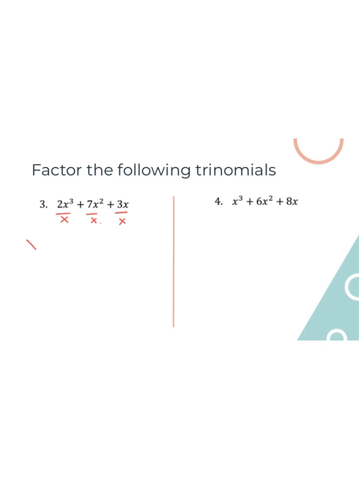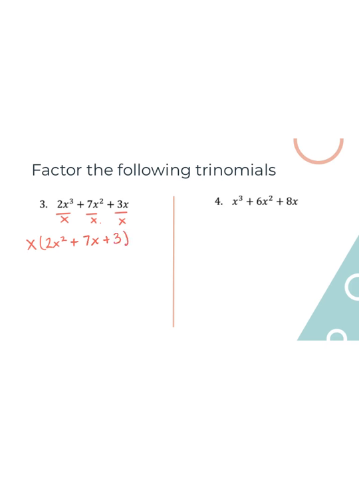Okay, so just like before, my x is going to come out front. 2x to the third divided by x, that's going to be 2x squared. It's just going to be 1 less x. Plus 7x, so x to the second divided by x, that's just going to give me a 7x, plus 3x divided by x, that's just going to give me a 3. Those x's cancel out, and then I'm going to close it.